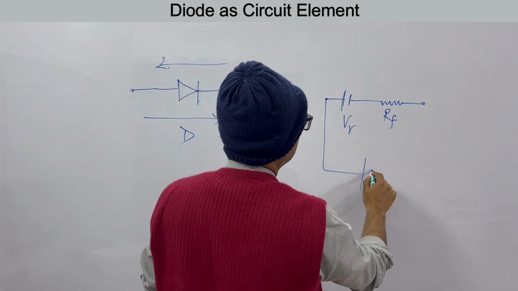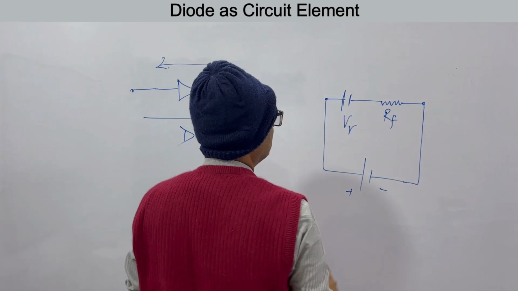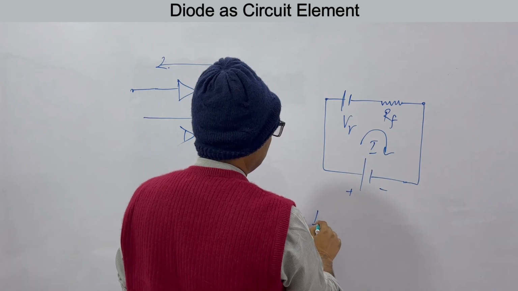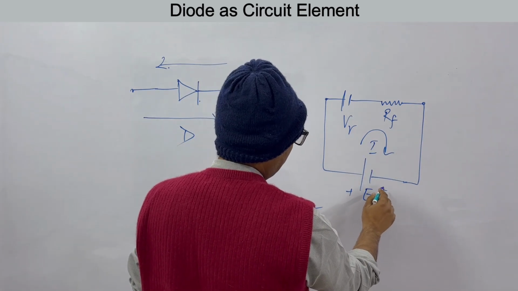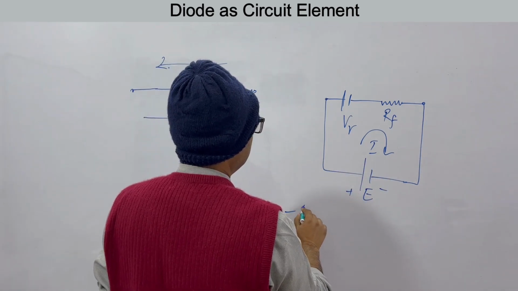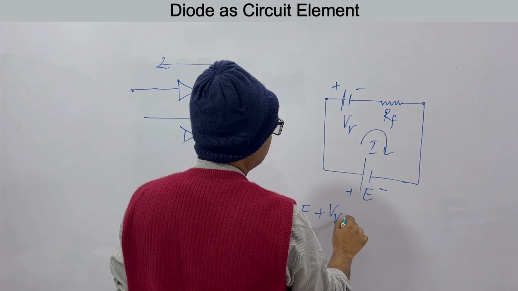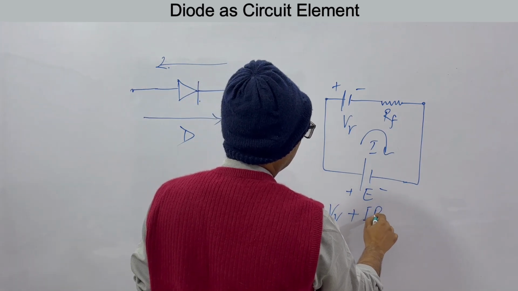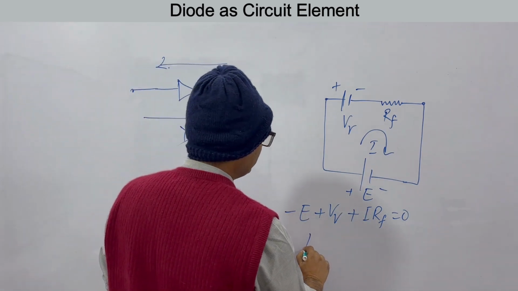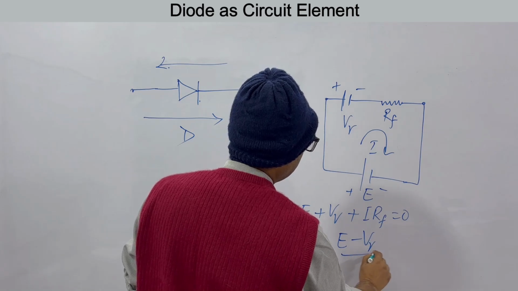So if you have it like this, let's say this is I, and this is E, let's write the KVL: minus E plus V gamma plus I into RF is equal to 0. This is your KVL. So from here you can find the current. Current is E minus V gamma by RF.